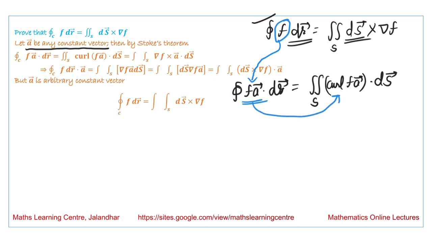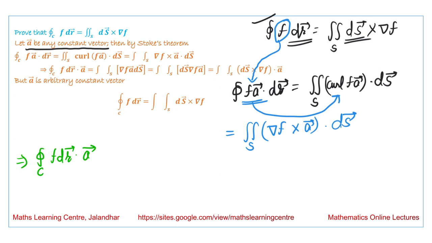the theorem. So this is equal to, we are writing, double integral over S curl of f times a vector, meaning del f cross a vector dot dS vector. Now this implies that integration over C f dr vector dot a vector is equal to double integral over S del f a vector dS vector.